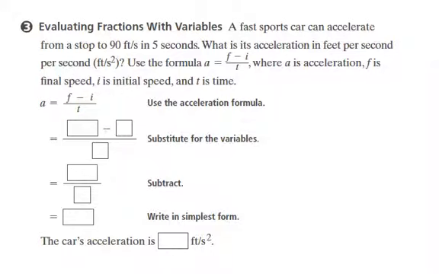We know that the final speed is 90. We know that the initial speed was 0 because we were stopped. And we divide it by the time, which is 5 seconds. So we have 90 divided by 5. 90 divided by 5 is 18. So the car's acceleration is 18 feet per second.